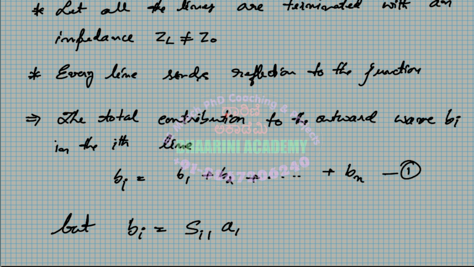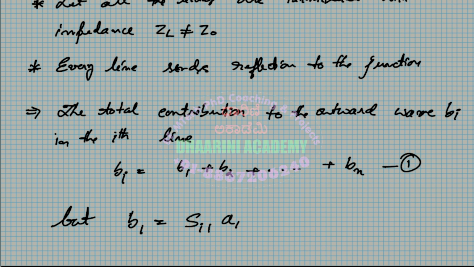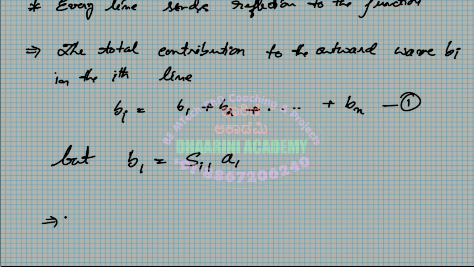So i is the source connected to the ith line, and 1 is the reflection from the first line. That's what I'm trying to write. This is the general representation. Let me write B1 as equal to Si1 into A1. That makes more sense. So this implies Bi is equal to Si1 A1. That means the amount of reflection on the first line is Si1.